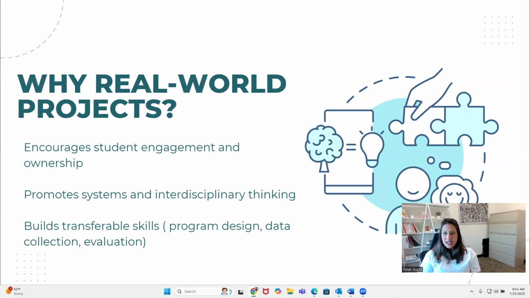Real world projects help build transferable skills. In this course we talk about program design, how to design a program, how to collect data, and how to do evaluations. These skills are very crucial that students will carry into their public health professional careers, making them more adaptable and effective.